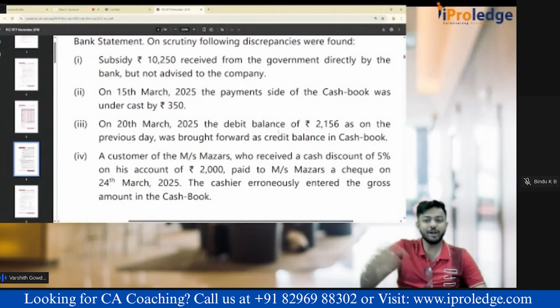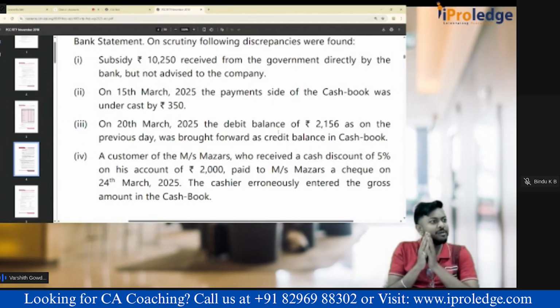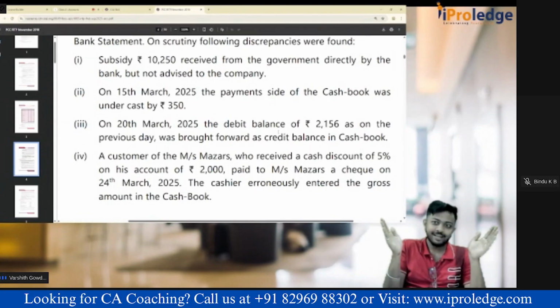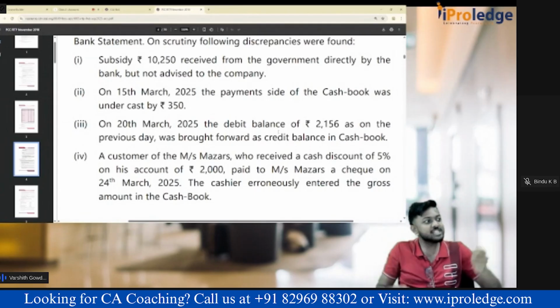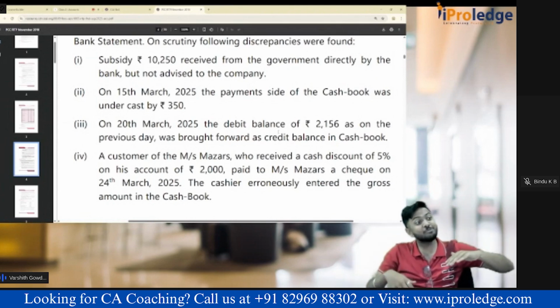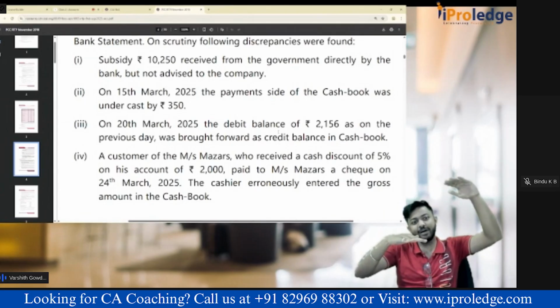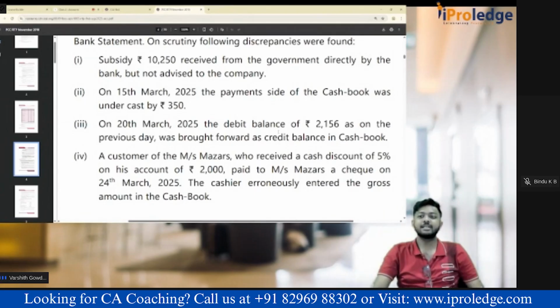In this case, what has happened? The totaling has been decreased by 350. Tell me, if payments is more, then balance will be higher, no? You're showing payments to be lesser, which means the balance will be more. Less expense shown means more balance. That means your cash book balance is more. If the payment side is undercast, the cash book balance is more and passbook balance is less. We are doing BRS from cash book, minus.